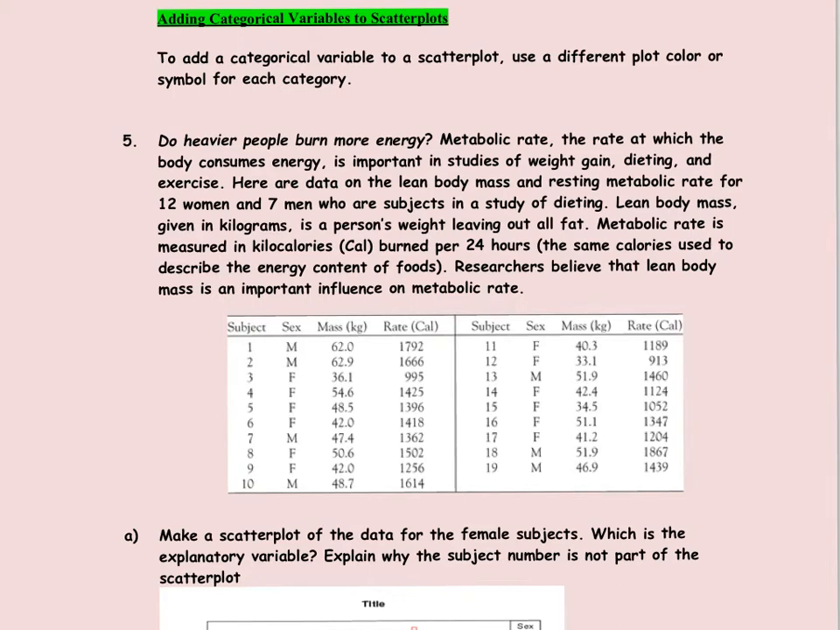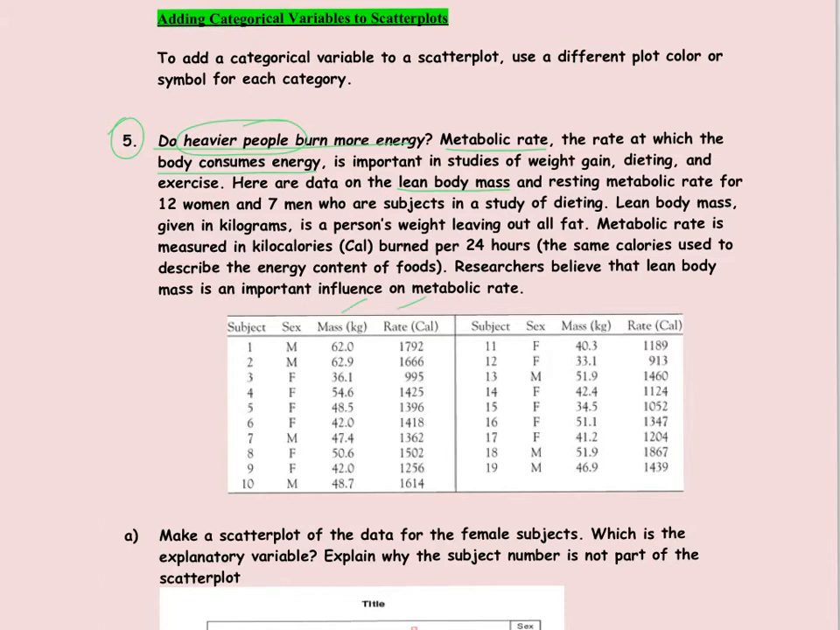Let's look at question 5 from the textbook. The question says, do heavier people burn more energy? There are two quantitative variables here. When we refer to heavier people, we're talking about body mass, and that would be the lean body mass that's measured. Metabolic rate is the rate at which the body consumes energy. There's a way of measuring that, and it's measured in calories. So these are the two variables.